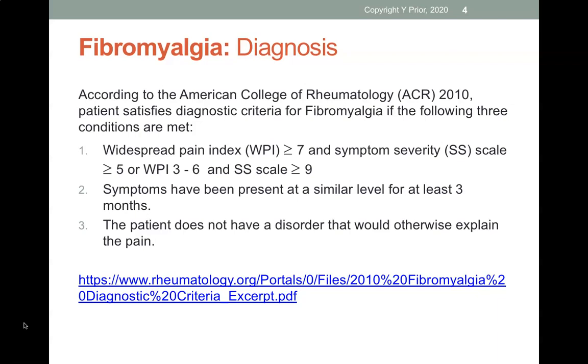The revised 2010 ACR criteria recommends patients satisfy diagnostic criteria for fibromyalgia if the following 3 conditions are met. These are widespread pain index, which is a self-reported questionnaire, greater than or equal to 7, and symptom severity scale, again self-reported, greater than or equal to 5, or widespread pain index 3 to 6, and symptom severity scale greater than or equal to 9. Second, the symptoms have been present at a similar level for at least 3 months. And thirdly, the patient doesn't have a disorder that would otherwise explain the pain.